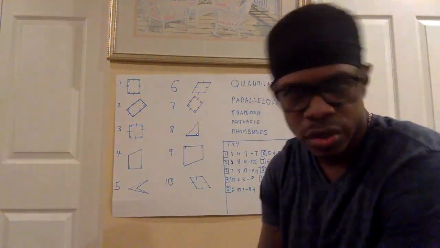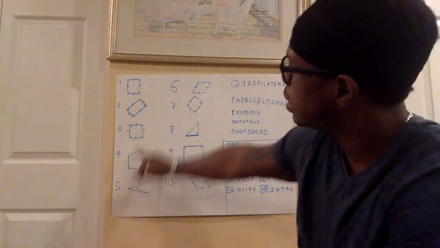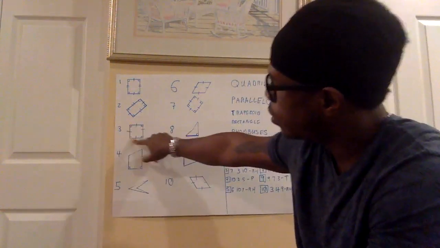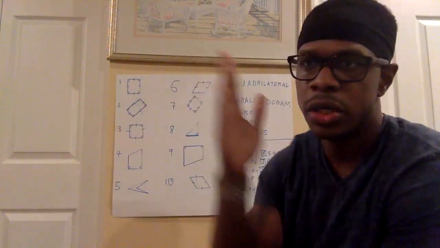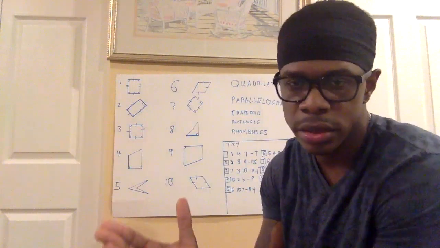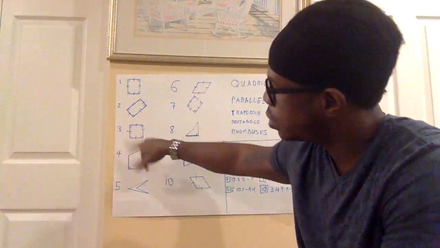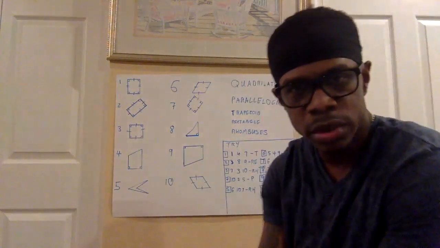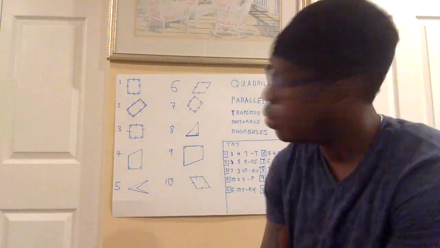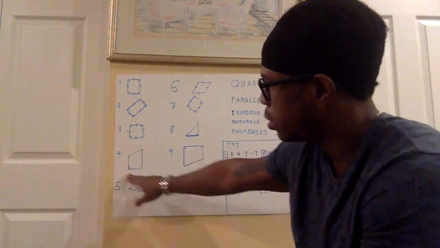If I say number three is a rhombus, would I be correct? Yes, I would be correct because it has the same length all the way around, and a rhombus has either acute and obtuse angles that are the same, or it has four 90 degree angles. So this would be a rhombus. Number four, would number four be a rhombus? No, number four would not be a rhombus because it's different lengths all around.